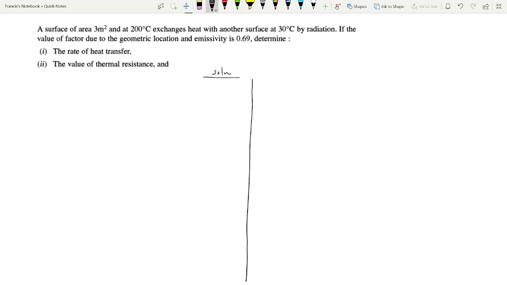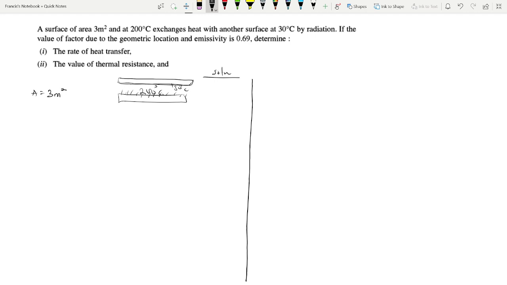We have a question which says that a surface area of 3 meters squared at 200 degrees Celsius exchanges heat with another surface at 30 degrees Celsius by radiation. So it emits heat through the surface to this body, and this body absorbs the heat by radiation.